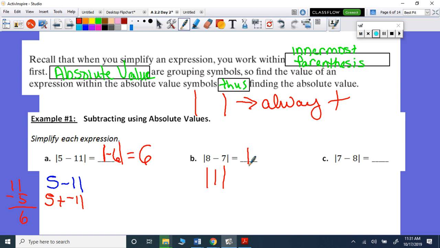All right, so this guy last night, 7 minus 8, we learned to write 7 and add the opposite. What's left in my absolute values? What is 7 plus a negative 8? A negative 1. But unlike last night, you have one more step. What's the absolute value of negative 1, friends? 1. You are never going to get a negative. And absolute values are grouping symbols, so you have to simplify them first. You wouldn't do the absolute value of 7 minus the absolute value of 8.